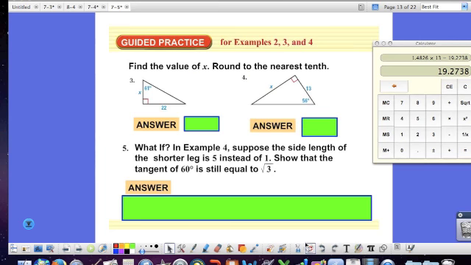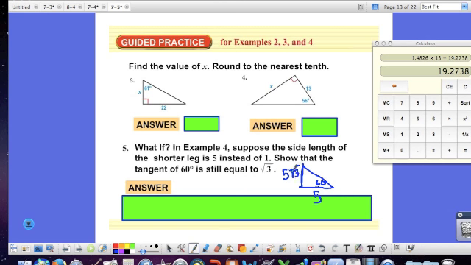Number 5. What if, in example 4, suppose the side length of the shorter leg is 5 instead of 1? Show that the tangent of 60 degrees is still equal to radical 3. Remember that the tangent is actually a ratio of two sides. So the side opposite the 30 is 5, which means the side opposite the 60-degree angle is 5 radical 3.